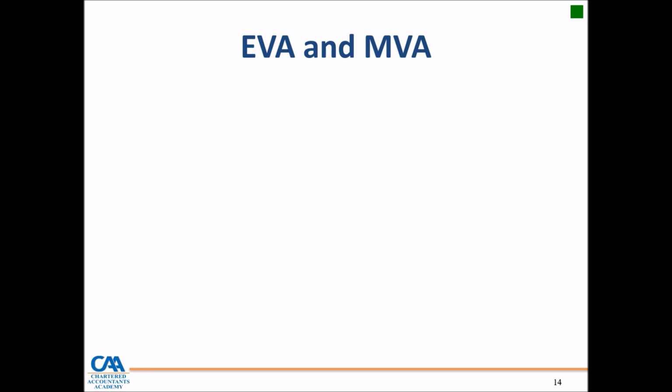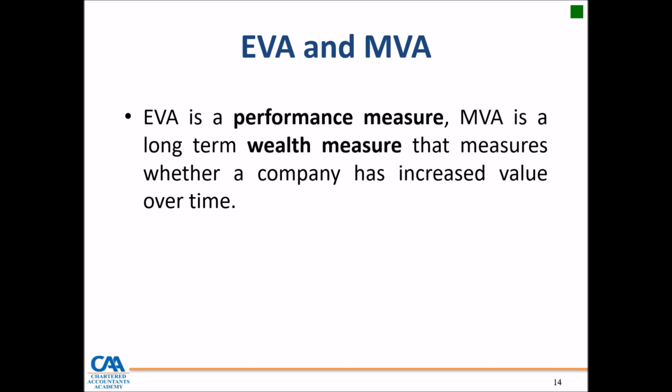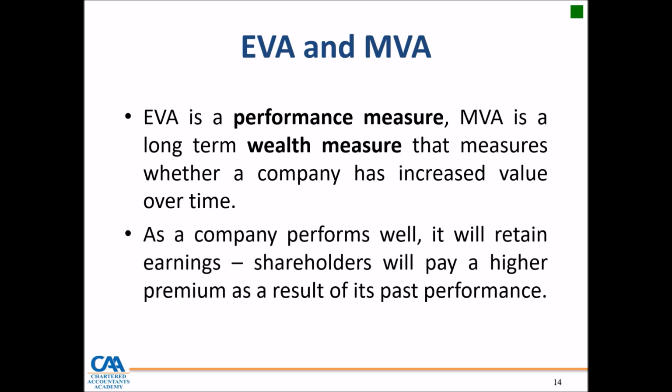Another concept that comes through links economic value added and market value added. EVA is a performance measurement, and MVA, which is market value added, is a long-term wealth measure that measures whether a company has increased value over time. EVA wants to measure the value that is obtained if we invest a certain amount of capital in a project or in a division or in an entity. As a company performs well, it will retain earnings and shareholders will be paid a higher premium as a result of the past performance.